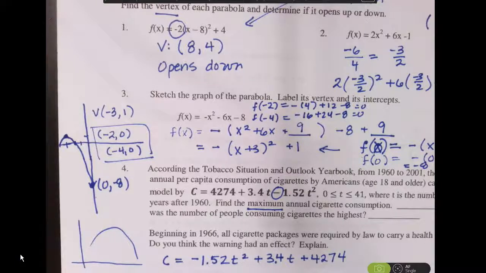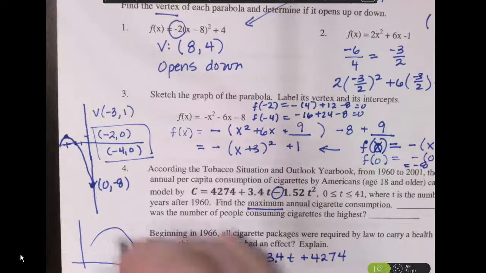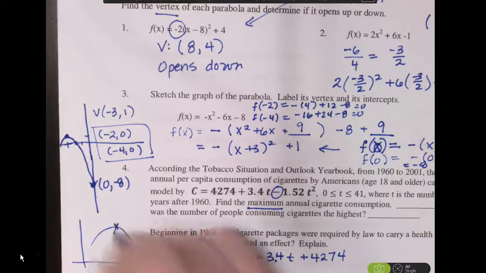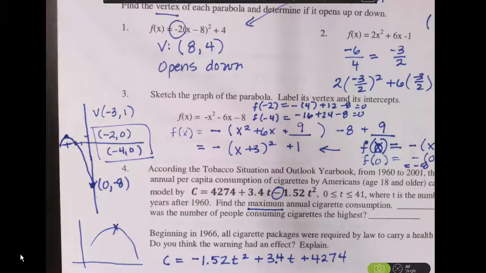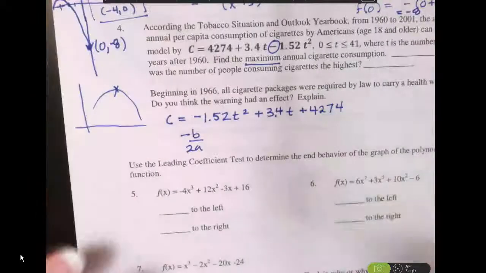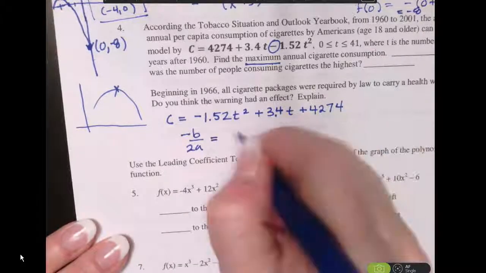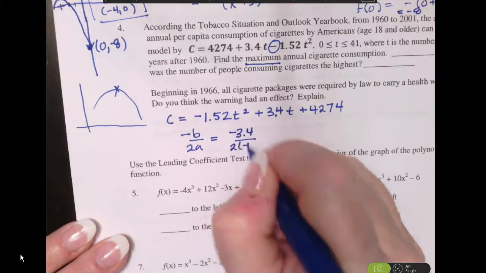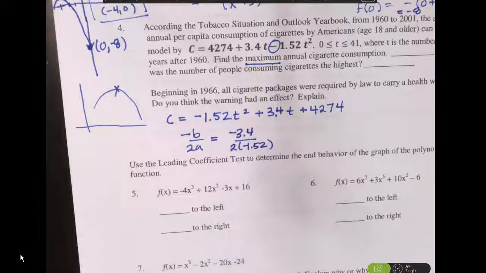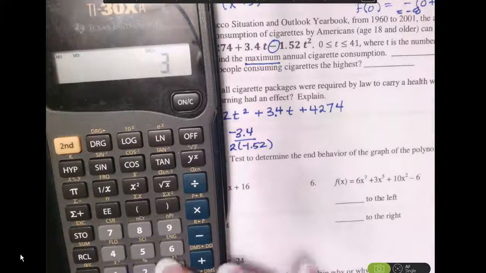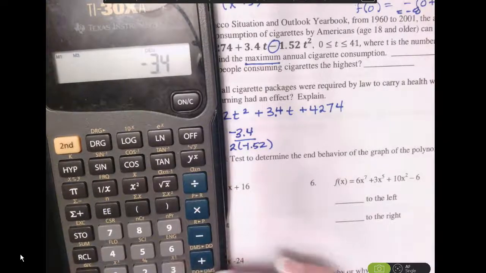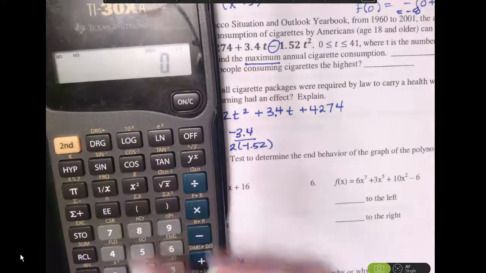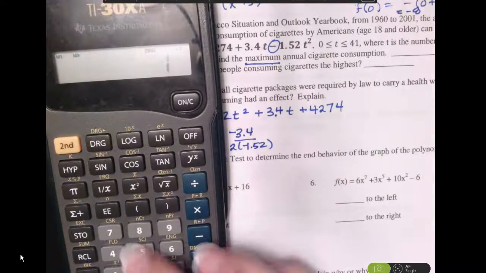So in standard form, I want to go ahead and find the maximum value. So that's going to be at the vertex. So I'm going to do negative b over 2a. And I'm going to adjust my camera. So negative b, negative 3.4 over 2 times negative 1.52. So negative 3.4 divided by 2 times negative 1.52.